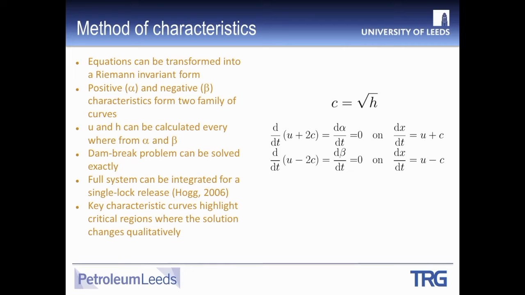Now this method can be used to solve the dam break problem, so rather than have a finite amount of fluid, just an infinite amount of fluid behind the lock gate. That can be solved exactly. You can integrate the full system for a single release problem, but you still need a bit of numerical work to solve the equations in certain regions. And probably what's really important for what I'm going to present today is that there are a few key characteristic curves which partition the region of the solution into different parts where it behaves qualitatively differently.